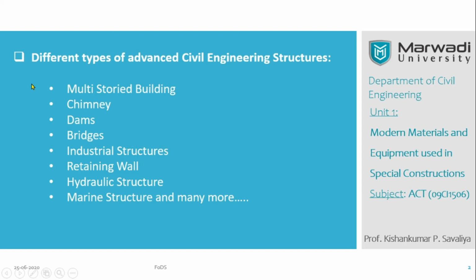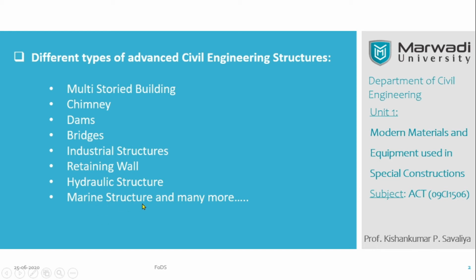So normally different types of advanced civil engineering structures are listed here. First of all, multi-story building. Okay, we need to construct the multi-story building as per the guidelines given by the local authority. Then we have a special structure like chimney. In most industrial, gas or chemical industries, we will find a chimney there. Then we have dam structures, bridges, industrial structures, retaining wall, hydraulic structures and marine structure.